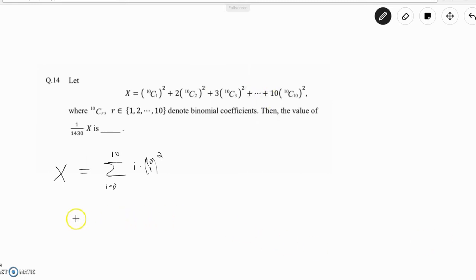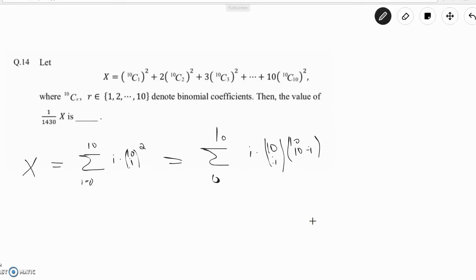So we notice that x is equal to the summation, and we can rewrite this as the sum from 0 to 10 of i times 10 choose i times 10 choose 10 minus i. And this is because 10 choose i is equal to 10 choose 10 minus i, where n choose k is equal to n choose n minus k, because choosing k objects from a group of n objects is the exact same thing as leaving those k objects from those n objects.